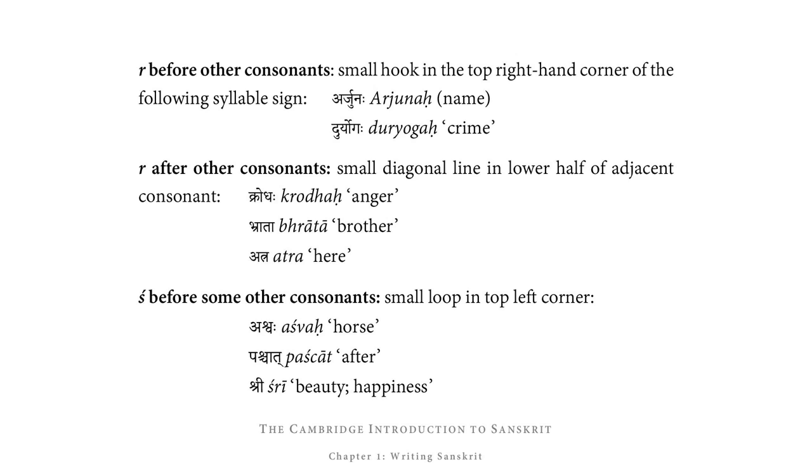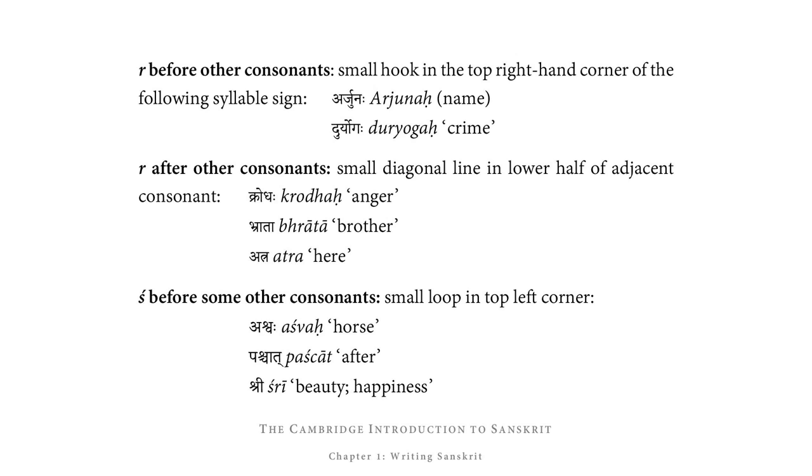Sometimes this R actually has to compete for space with other things. So, for example, in the next word, duryogach, which means crime, we have this little hook, again, above that connector line at the top of the word. And the consonant that follows the R is Y, so we have R-Y. But the vowel that follows after the Y is an O, and an O is written by means of a downward stroke, and on top of that downward stroke you have this one rabbit ear.